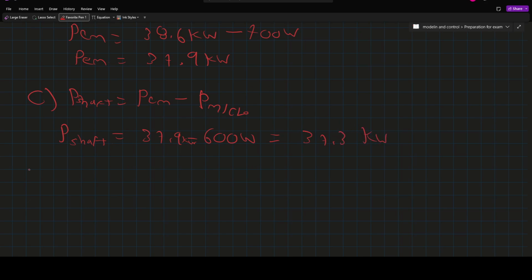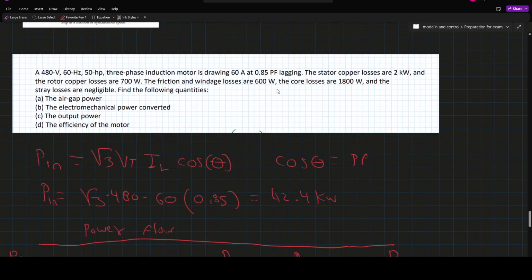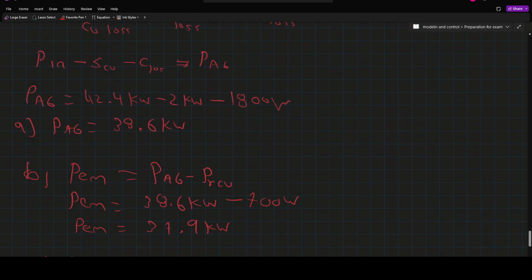kilowatts. And finally, they are asking us for the efficiency. And the efficiency is the power out over the power in. So the power out is 37.3 kilowatts, and the power in is 42.4 kilowatts, and we multiply by 100, and that's going to give us a percentage of 88%. Okay, so if we are given the losses in power, we can calculate it easily following the power flow.